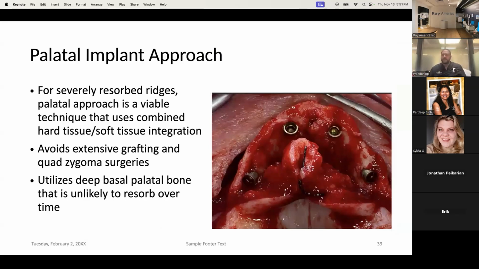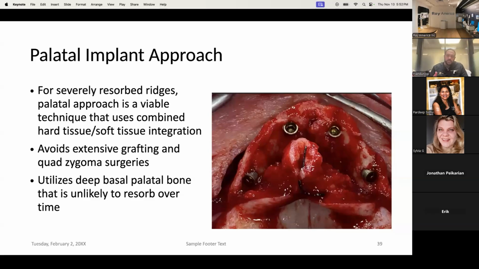All right, the next approach that I'm going to talk about is one of my favorites. It's the palatal approach. I have avoided zygomatic implants and sinus lifts on too many cases to count because of this little technique. This is for severely resorbed ridges, where there's not enough width to put the implant all the way in bone. So we place the implant palatal on the inside of the thin ridge, and then we want both hard tissue integration and soft tissue integration.